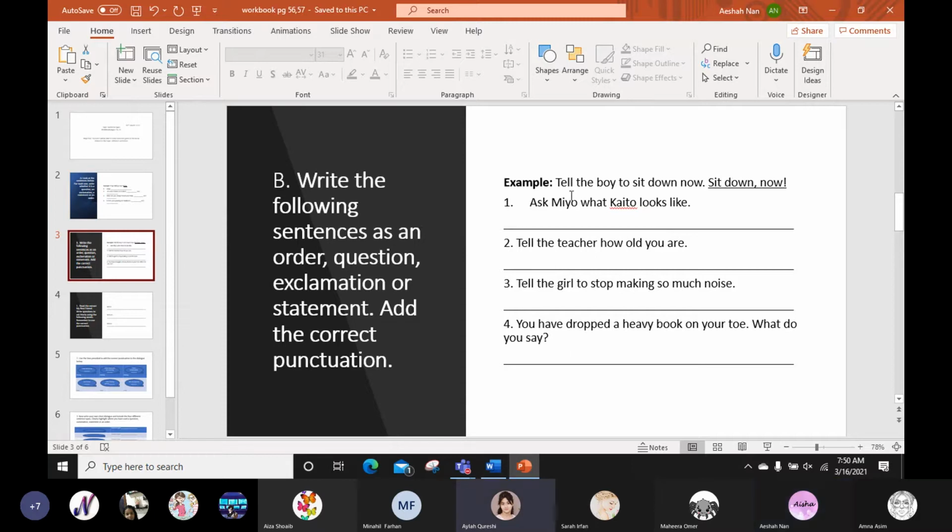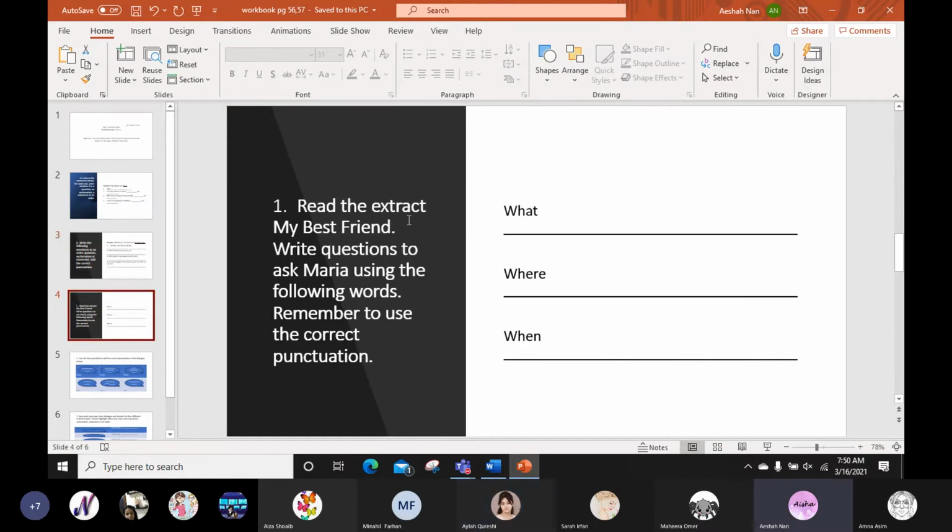Okay, thanks, teacher. Now Part C, read the extract, my best friend. Write questions to ask Maria using the following words. Remember to use the correct punctuation. We have been given question words, right? What, where, when. We need to write questions to ask Maria using these question words. Yes, now try the first one. What can you ask her? What is your favorite color?